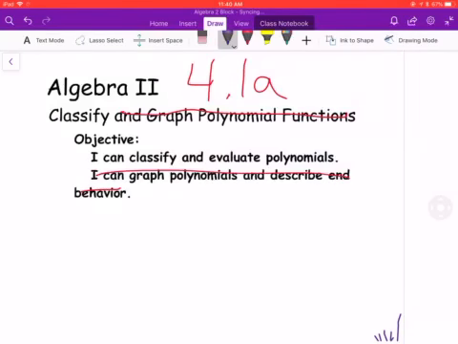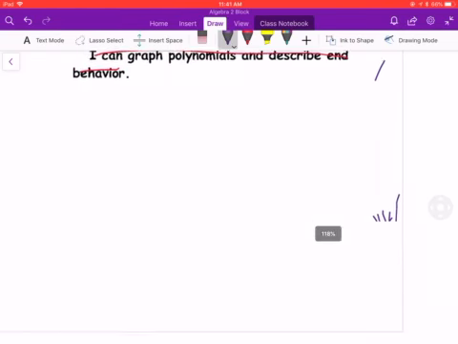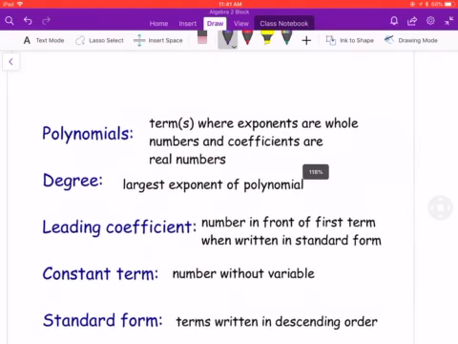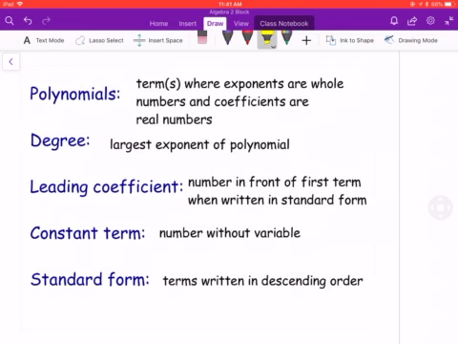Okay, so this is the first section for Unit 4, and it's all about classifying polynomials. I kind of crossed out the rest because we're actually going to look at graphing them and end behavior in the next unit. So this is just a lot of classifying and identifying vocab. First of all, a polynomial is an expression where the exponents are whole numbers and the coefficients are real numbers. Those are the two qualifications that make it a polynomial.